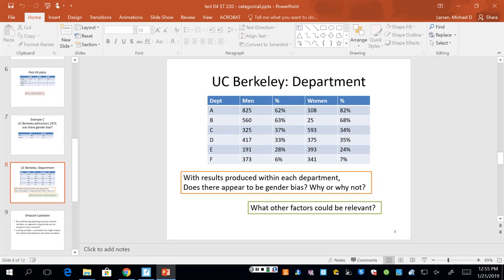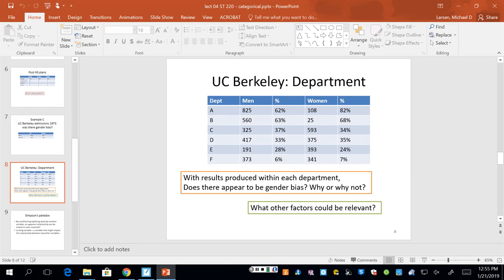So with the results by each department, does there appear to be a gender bias or a difference? How has the story changed by including this other factor? Yes. You get to see more. Not specialized results, but you get to see it more as an average of percentages instead of just the plain percentages. Right, so the percentage admitted is not the same in every department.